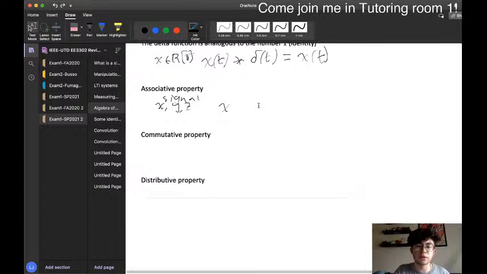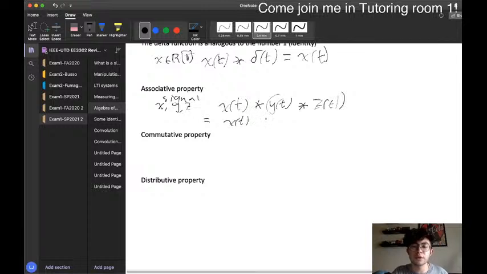Essentially, convolution is kind of transparent in this way. It doesn't matter which order we do convolution in. So this one is equal to x of t convolved with y of t convolved with z of t, where we convolve x and y first. So these are the same.